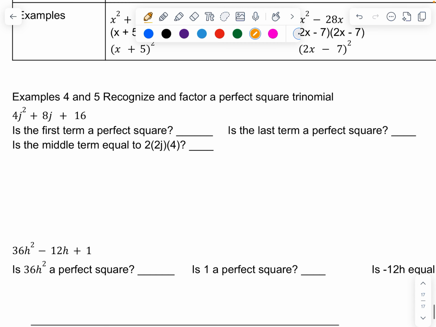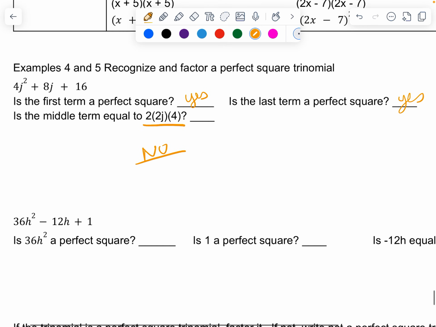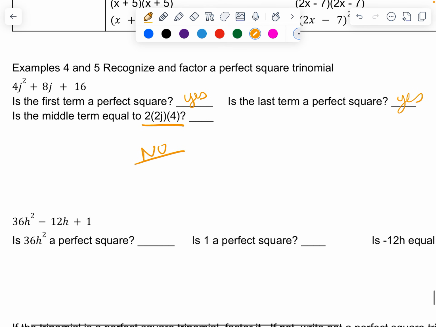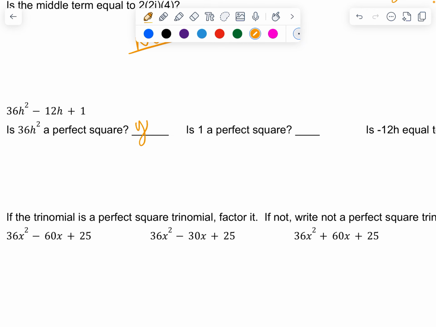Is the first term a perfect square? Yes. Is the last term a perfect square? Yes. Is the middle term this right here? No. So that one doesn't work. Yeah, that one doesn't work. So this one, is it a perfect square? Yes.